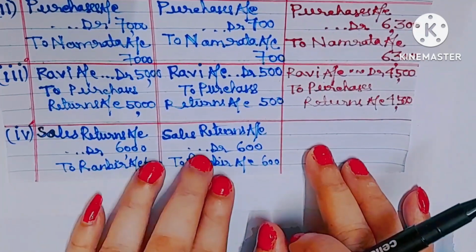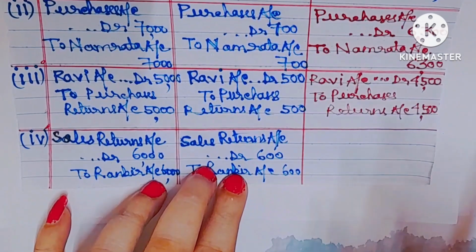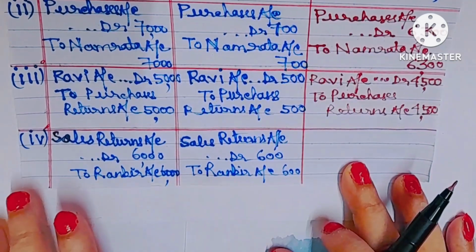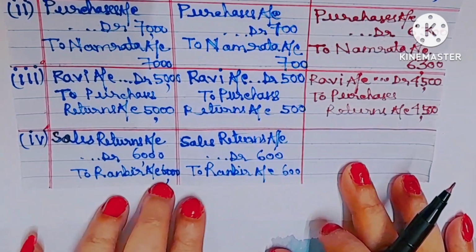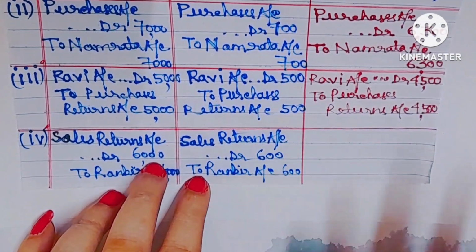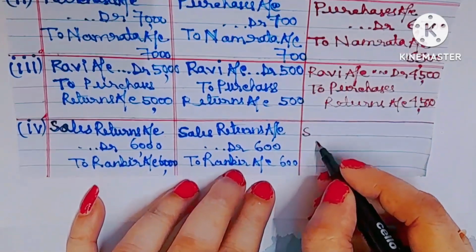How to increase the amount? Just write the differential amount on the same side. That is, you don't have to reverse the entry. To increase the amount, you don't have to reverse the entry. Reverse the entry means you don't have to credit the sales return that is debited, you have to keep sales return on the debit side. To increase the amount, you have to write the entry on the same side.